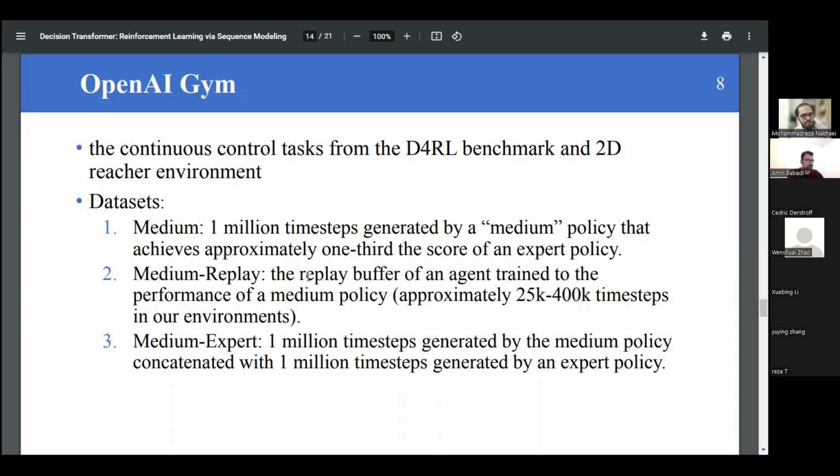And finally, the final dataset is medium expert, which consists of 2 million time steps. The first 1 million is similar to the first dataset, and the second one is the samples generated by an expert policy. So we have 3 different datasets.